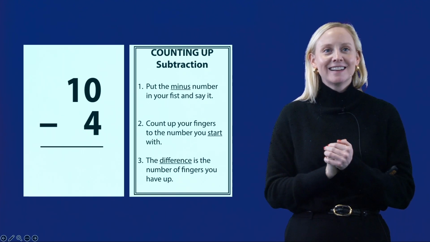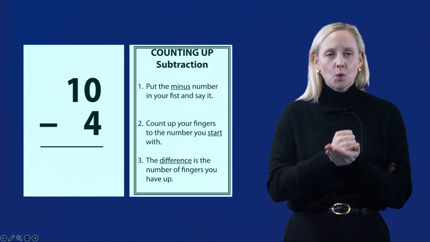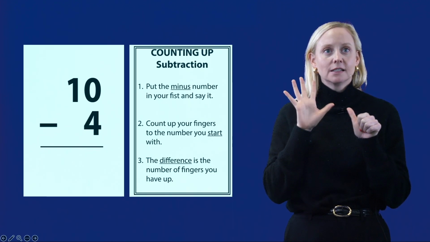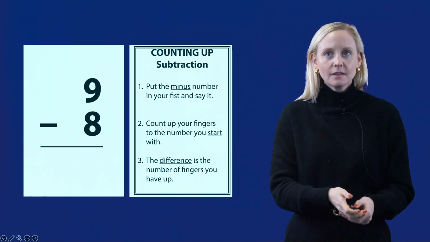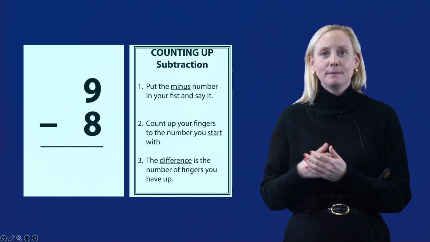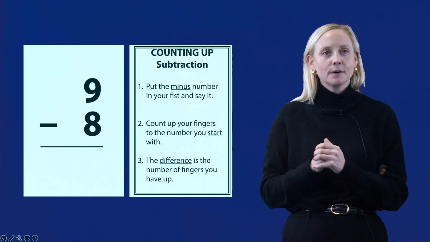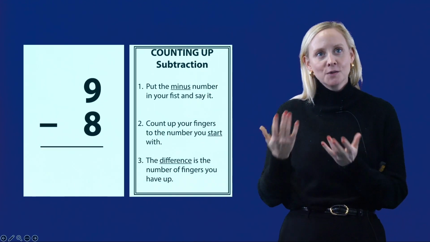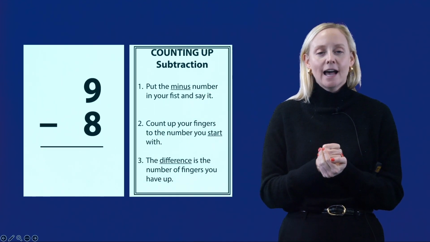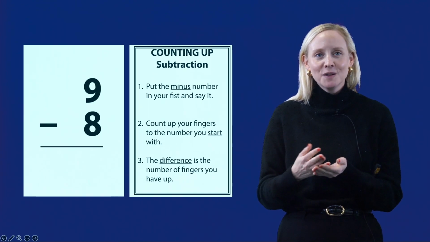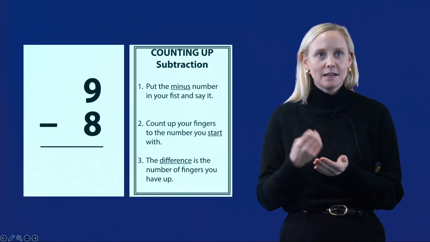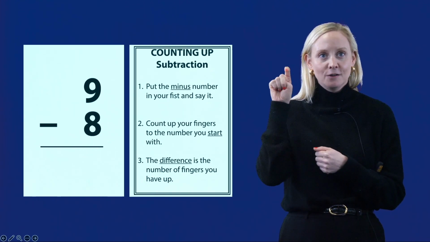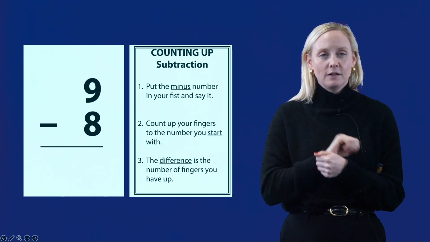I'm going to put my clicker down so I can use both hands. 4, 5, 6, 7, 8, 9, 10. My difference is 6. Let's look at one more example. 9 minus 8. Put my minus number in my fist. I know the minus number is right after the minus sign, so I'm going to put 8 in my fist. Count my fingers up to the number I start with, which is 9, and the difference will be the number of fingers I have up. So it looks like this. 8, 9. 1 is my difference because I have 1 finger up.